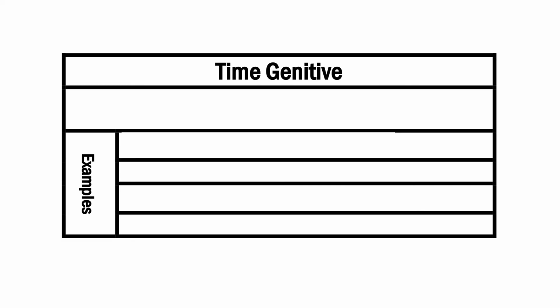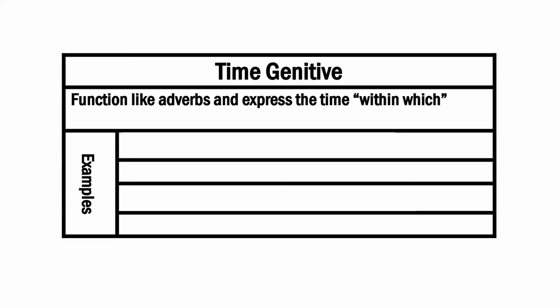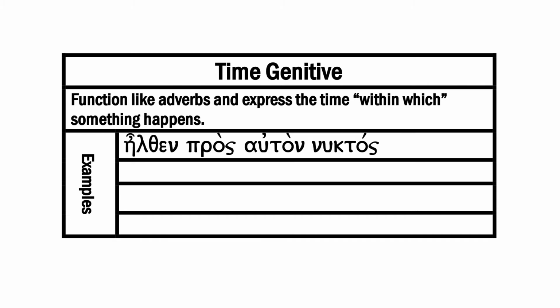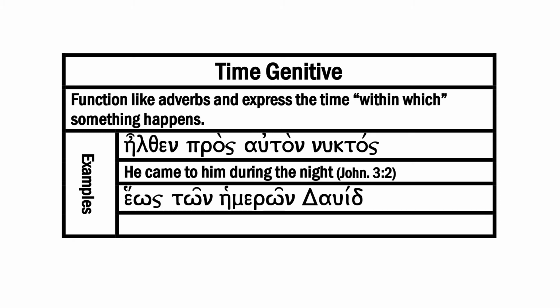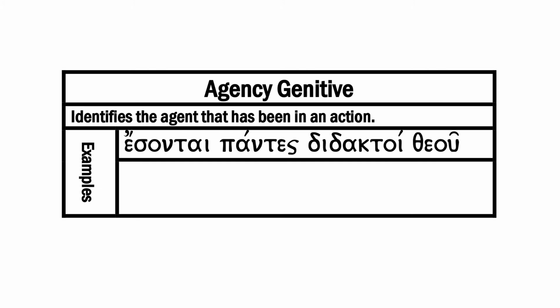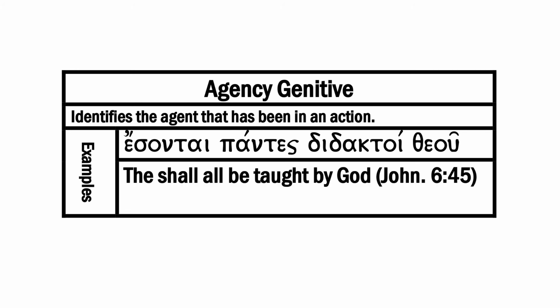Next is the time genitive, which functions like adverbs and expresses the time within which something happens. Elthen pros auton nuktos, he came to him during the night, John 3:2. Heos ton hemeron David, until the days of David, Acts 7:45. Next is agency genitive. It identifies the agent that has been in action. Esontai pantes didaktoi theou, they shall all be taught by God, John 6:45.